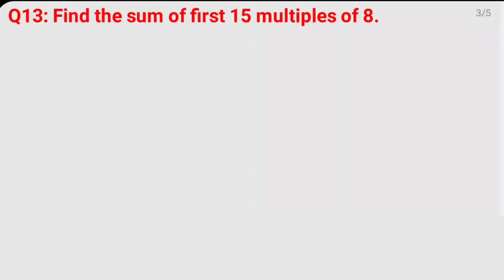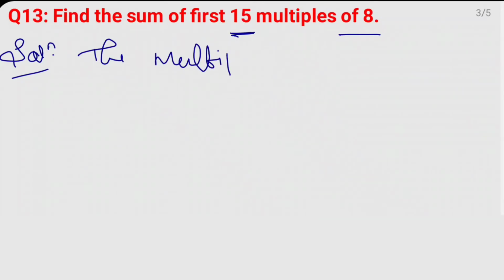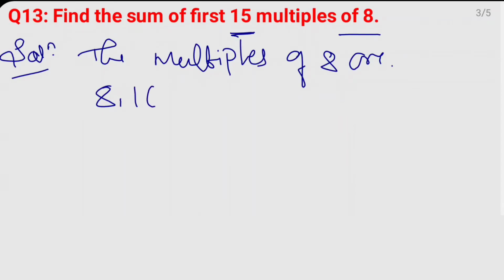Find the sum of first 15 multiples of 8. So here we want to find out the sum of first 15 multiples of 8, right? So let me solve here. The multiples of 8 are 8, and the second one 16, 24, 32, and so on, right? These are the multiples of 8.